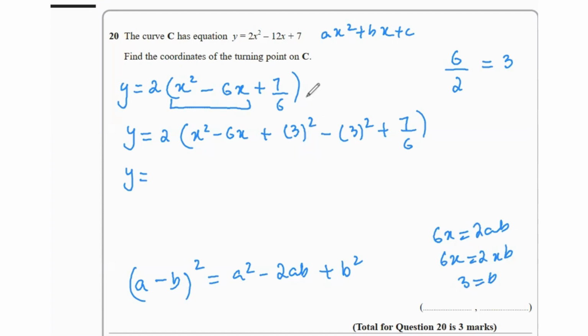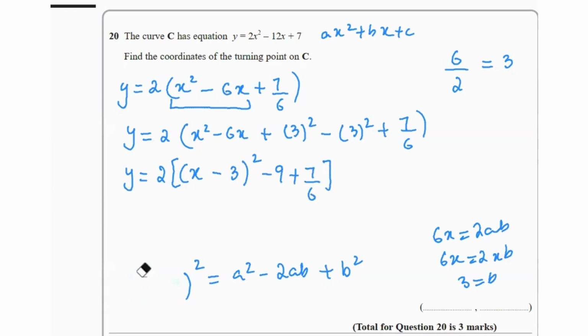Now the subtraction part is because we're introducing a new term and that new term is being added. So if a new term is being added, we have to subtract as well to maintain a balance. So keeping that in mind, this is what we have. Now we're going to combine the x squared minus 6x plus 3 squared as x minus 3 squared. That is this complete square. And this 3 squared will be outside. So that's minus 9 plus 7/6.